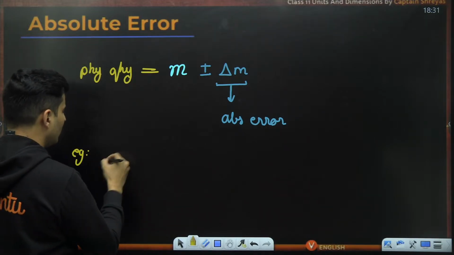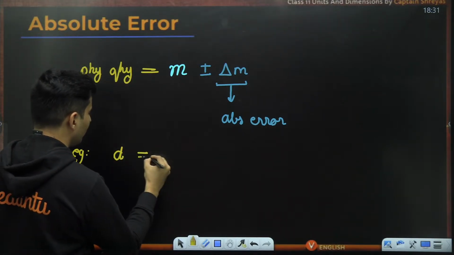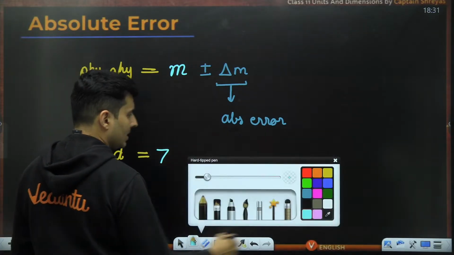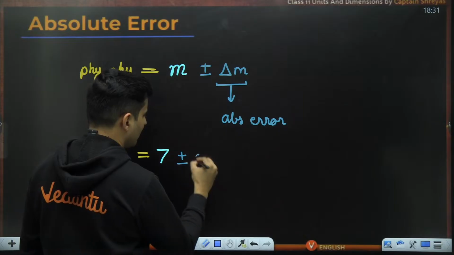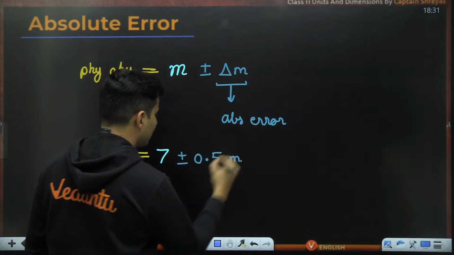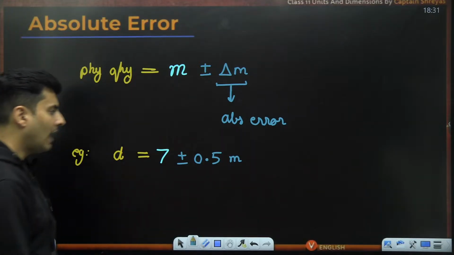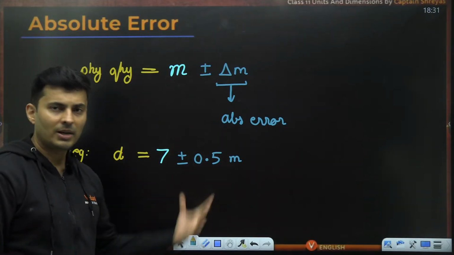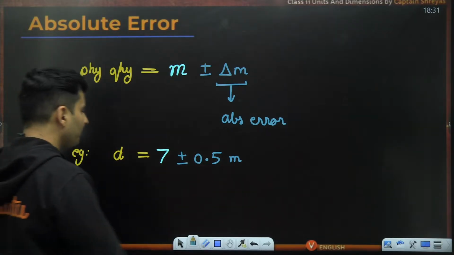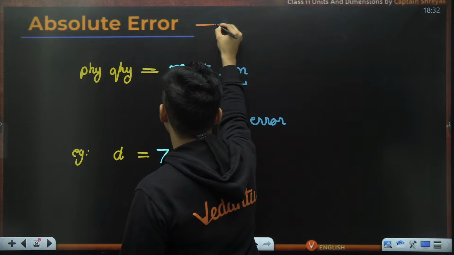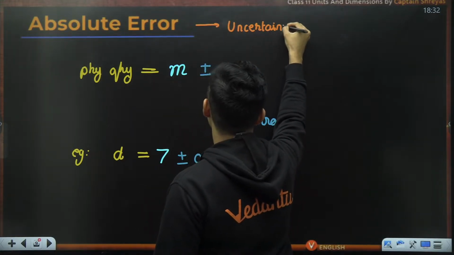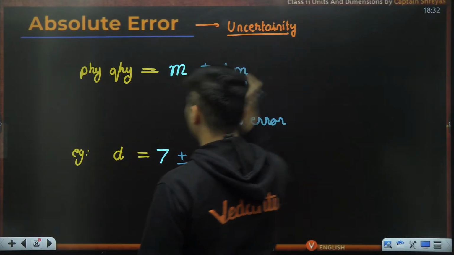Example, if I tell you the distance between two places is 7 plus minus 0.5 meters, then 0.5 meters is the absolute error. Plus or minus 0.5 meters is the absolute error. It tells me absolutely how much uncertainty is there. It tells me the actual uncertainty in the measurement.